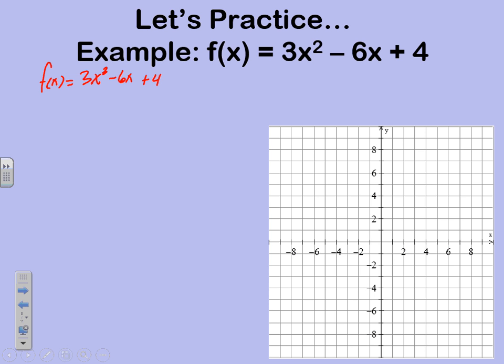So the first thing we were told to do was factor out the a term, which happens to be a 3. We're going to factor the 3 out of the first two terms only.